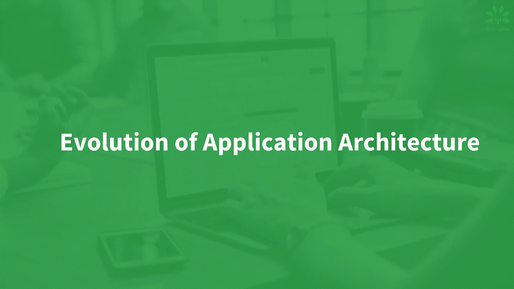So, evolution of application architecture. What is meant by an application? That is an app that can be used by someone else on their own. That is called an application. Then, how has application architecture evolved over a period of time?